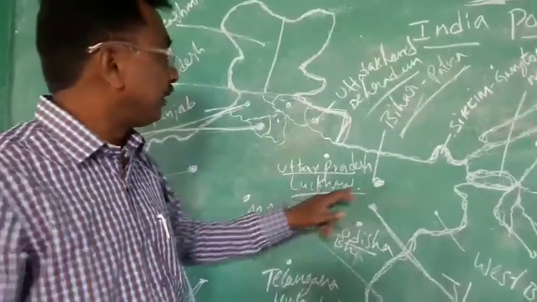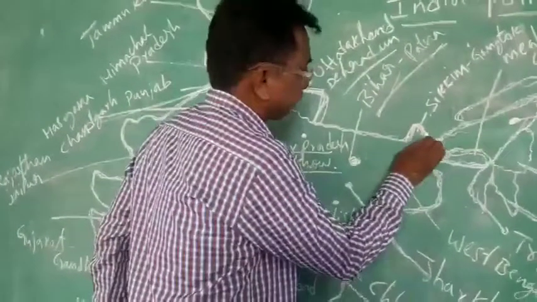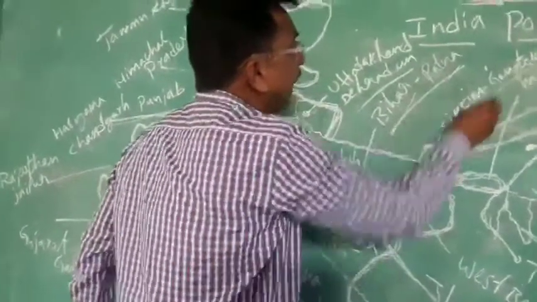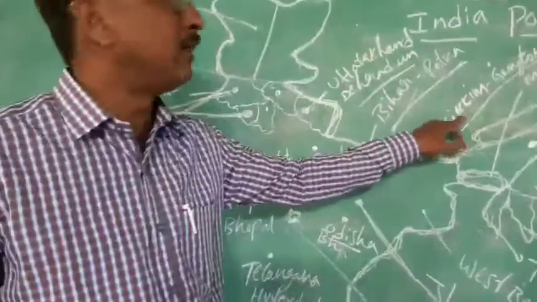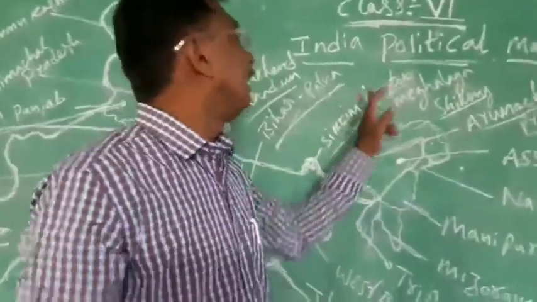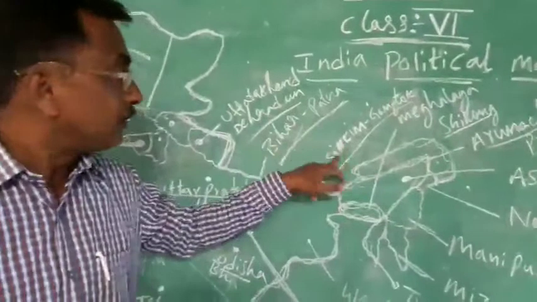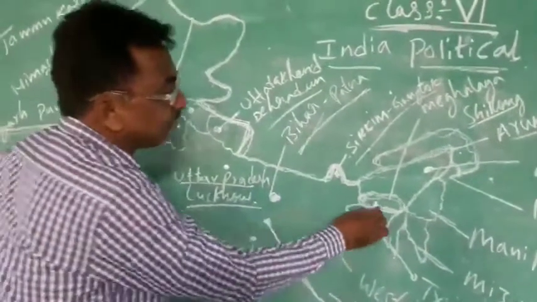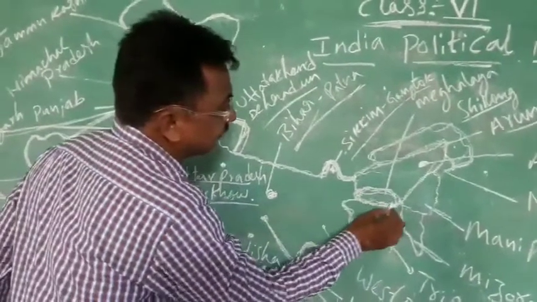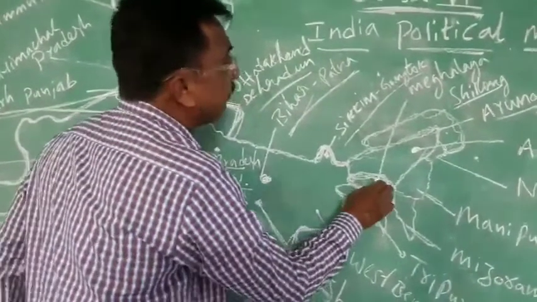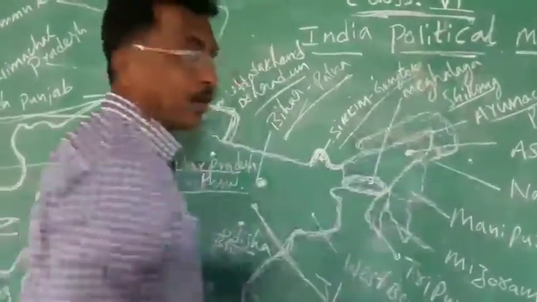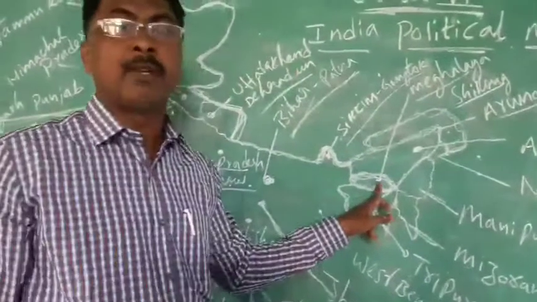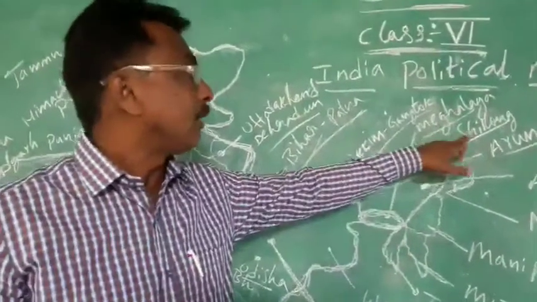And now next one, Sikkim. Here it will be like this, with a dot. Sikkim, capital is Gangtok. Sikkim state, and the Sikkim capital is Gangtok. And here you see another one, in India that is Meghalaya, capital Shillong. Meghalaya capital is Shillong.